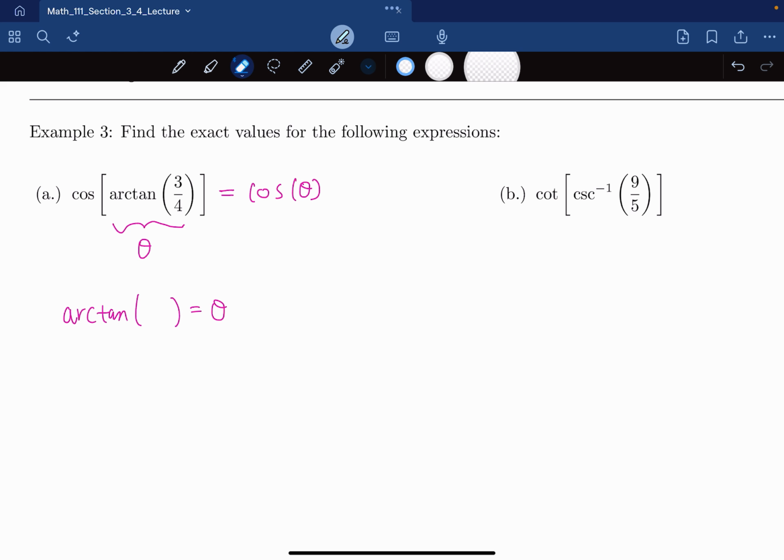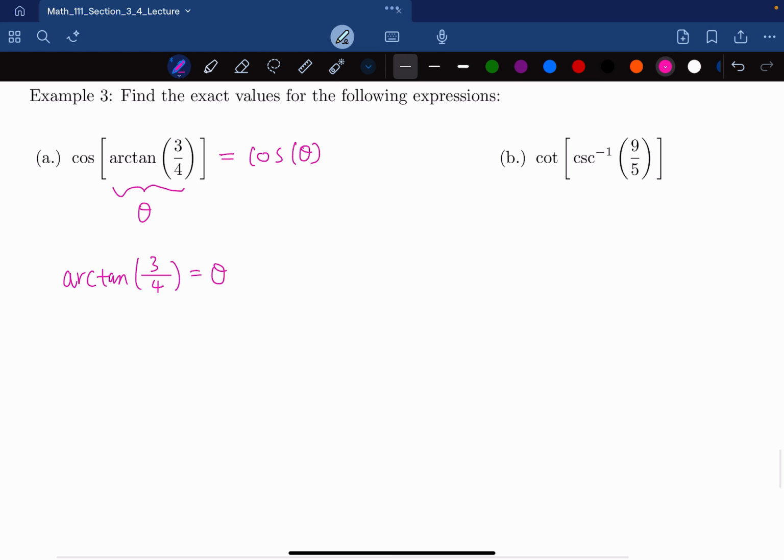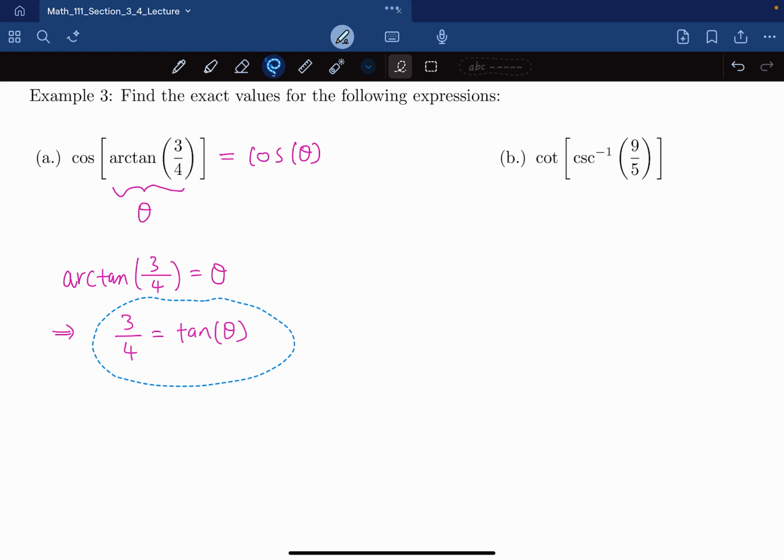Well, what this means here is that when you input the length 3 over 4 into arctangent, I get some angle theta, right? Obviously. Well, if we're not familiar with the inverse trig function, let's bring it back into the trig function. This means, by definition, that 3 over 4 is equal to tangent of theta. Hey, all of a sudden, now things are beginning to ring a bell, because what we're saying here is, given tangent theta equals 3 over 4, find cosine of theta.